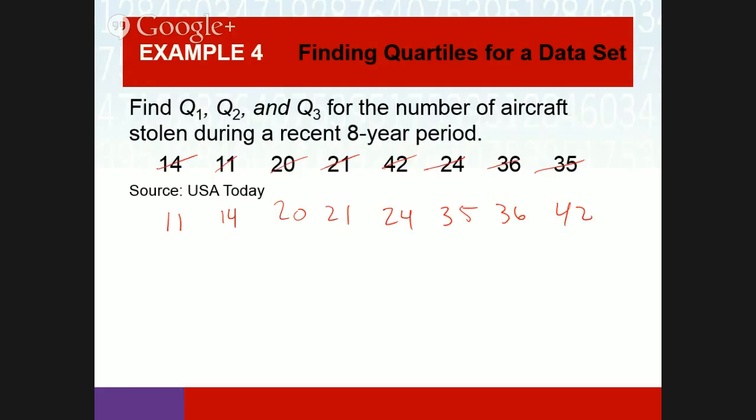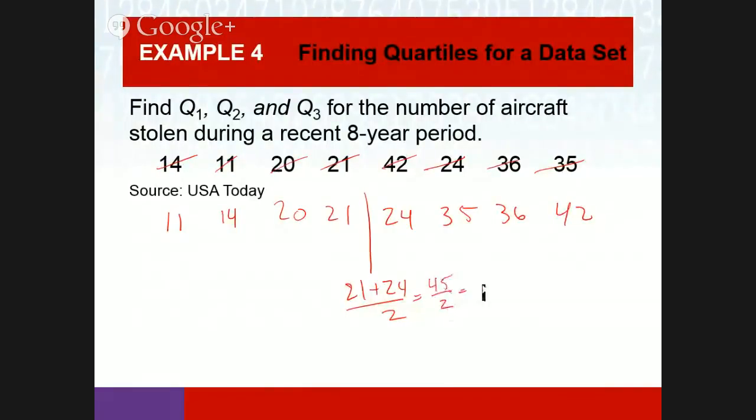I always like to find Q2 first, because that's just the median. So what is Q2? It's going to be in between 21 and 24. There are 8 data points, so I would take 8 plus 1 over 2, which is 4.5. So it's in between the fourth and the fifth. Adding them would be 45 over 2, which gives me 22.5. So that's Q2.